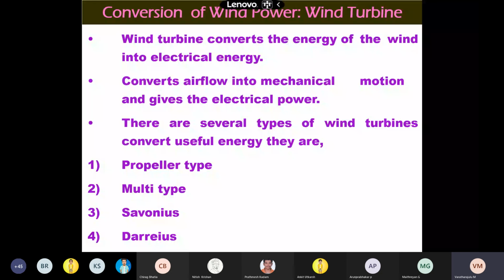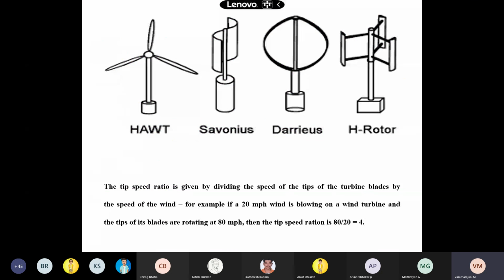The tip speed ratio is given by dividing the speed of the tip of the turbine blades by the speed of the wind. For example, a 20 mph wind is blowing on a wind turbine, and the tip of the blade is moving at around 80 miles per hour. Then the tip speed ratio is 80 by 20, which is related to the efficiency of the wind power conversion. The higher the change in the kinetic energy, the larger will be the power conversion.